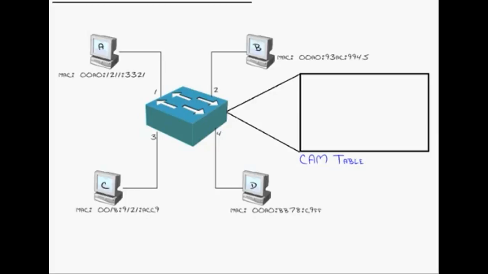A hub is said to work at the physical layer of the OSI model because it just sends signals. It doesn't look at MAC addresses at all. It just regenerates electricity and sends it out of every port.